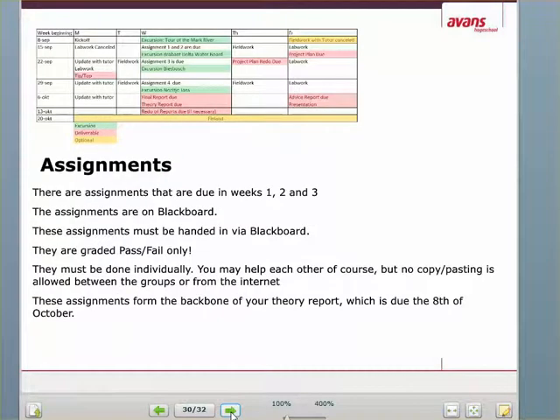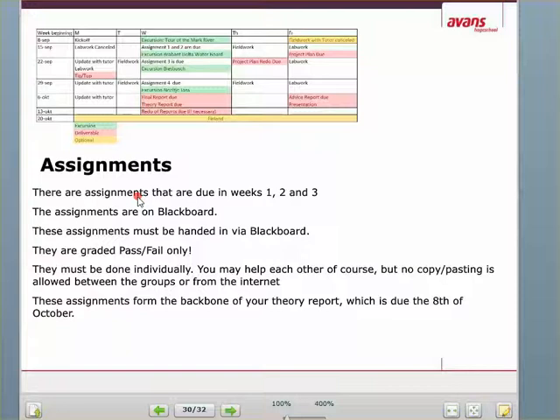Assignments. I had a few questions about assignments. There are assignments that are due in weeks 1, 2, and 3. There are in total 4 assignments. Assignments 1 and 2 are due in week 2. Assignment 3 is due in week 3. Assignment 4 is due in week 4.